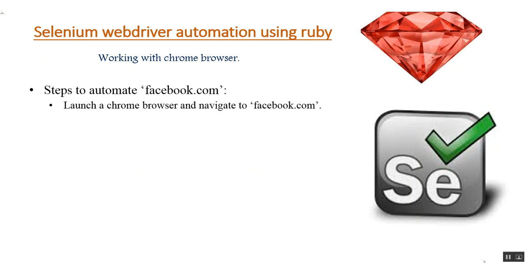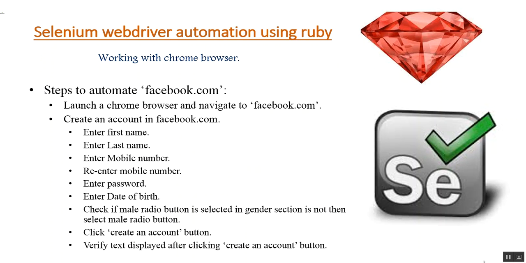To automate facebook.com, we're going to follow the below steps: launching a Chrome browser and navigating to facebook.com, creating an account on facebook.com. We'll enter first name, enter last name, enter mobile number, re-enter mobile number, enter password, enter date of birth, and check if the male radio button is selected in the gender section. If not, then select the radio button. Then we have to click the create an account button, and then verify the display text that is displayed after clicking the create an account button.